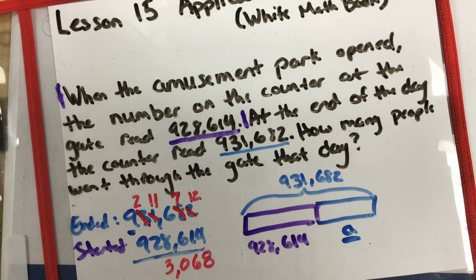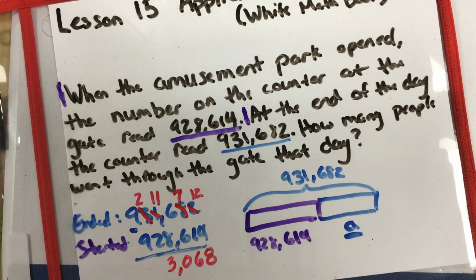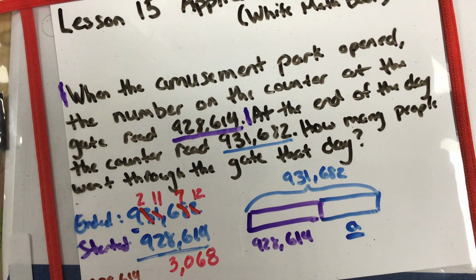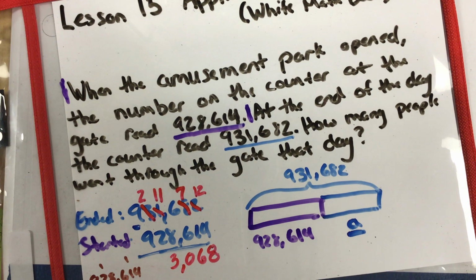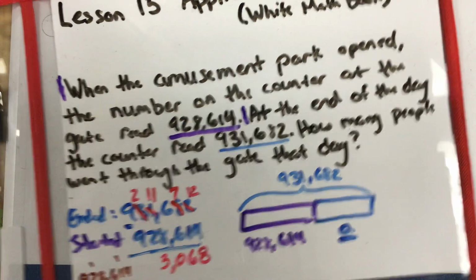So we're going to add our 2 lower numbers together. So we have 928,614 plus 3,068, and we get 4 plus 8 is 12. 1 plus 1 plus 6 is 8. 6 plus 0 is 6, comma. 8 plus 3 is 11. 1 plus 2 is 3. And 9 plus nothing is 9. And this number, after you add them all up, should match your starting number.